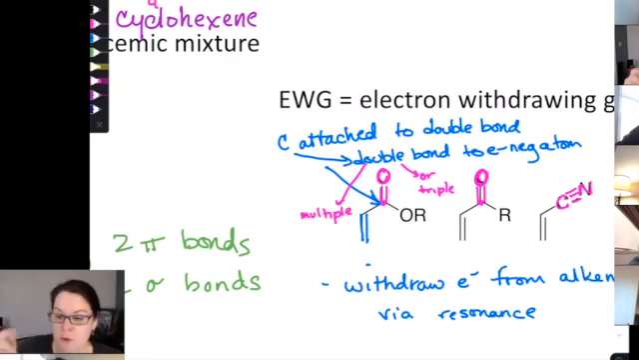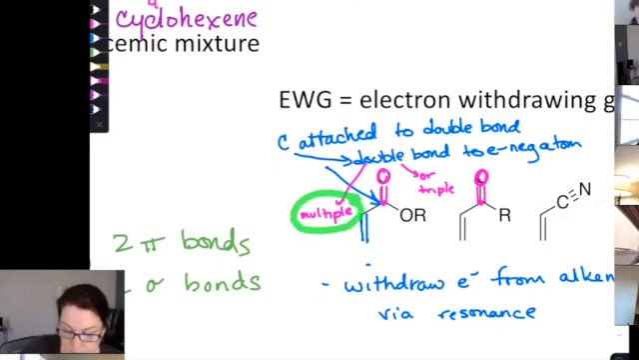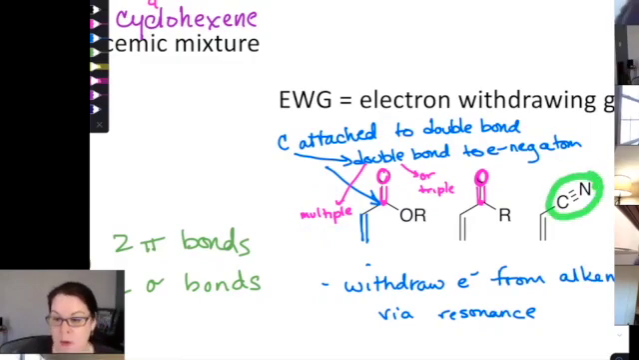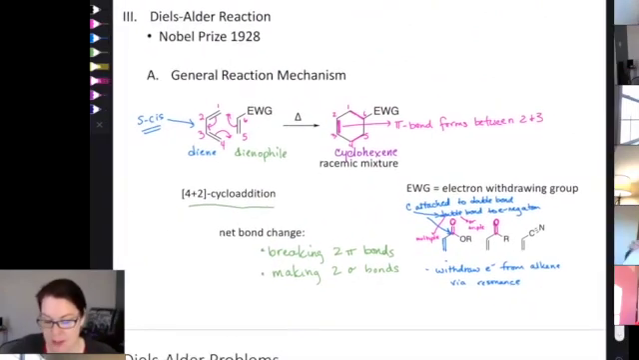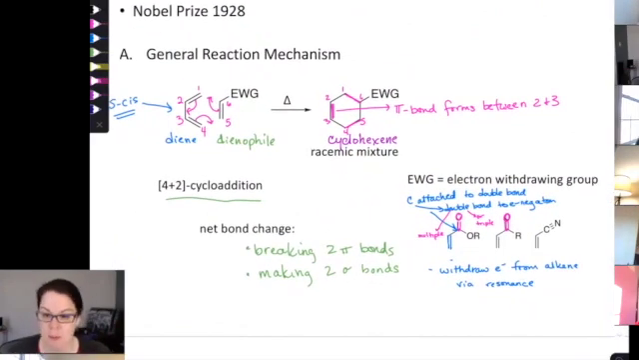Because I don't want you to get confused when you go back through your notes and you look at this one, which is the nitrile, and it's not a double bond, but a triple bond. Okay. So once again, what we just added was multiple. And that's just so that you don't get confused when you go back and look at the nitrile. You probably will have done so many examples now that you'll be like, oh, of course, that's an electron withdrawing group.